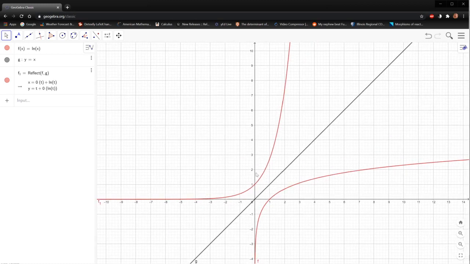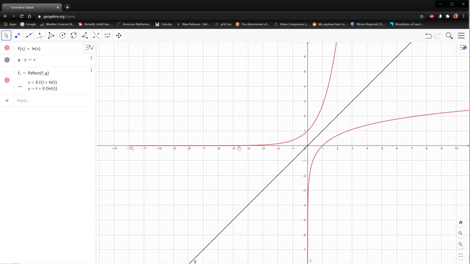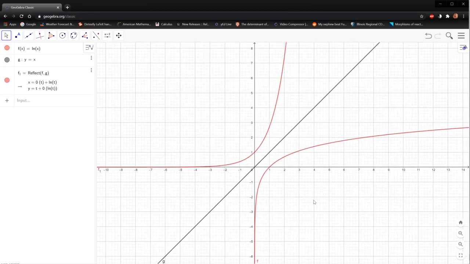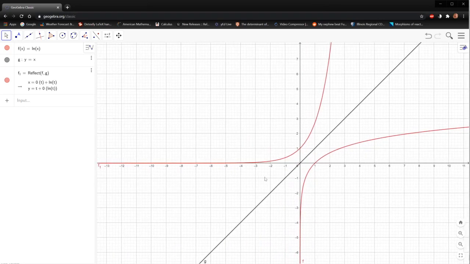So as x goes to infinity, this guy goes to infinity. As x goes to negative infinity, this guy goes to 0. Yeah, and as you can see, the range is only the positive numbers. This is never going to breach the x-axis to go into negative numbers.